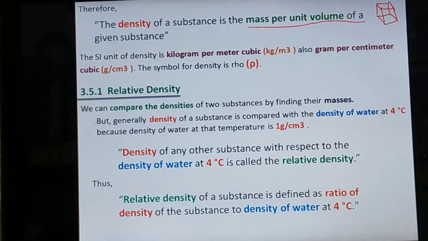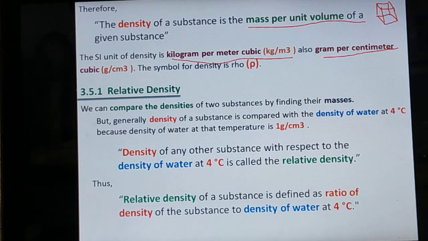So the SI unit of density is kilogram per meter cube. Underline that: the SI unit of density is kilogram per meter cube, and also gram per centimeter cube.